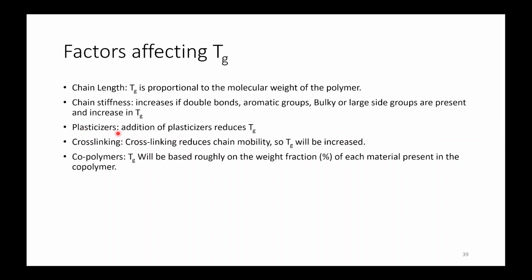Now plasticizers: addition of plasticizers reduces Tg, because plasticizers will make your polymer tougher. Cross-linking reduces chain mobility, so Tg will increase, and the polymer will become more brittle. Copolymers: Tg will be based roughly on the weight fraction of each material present in the copolymer.